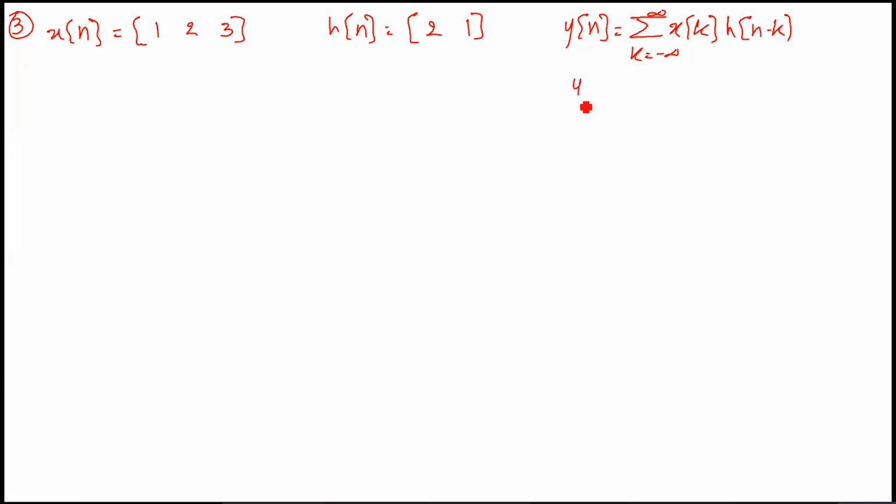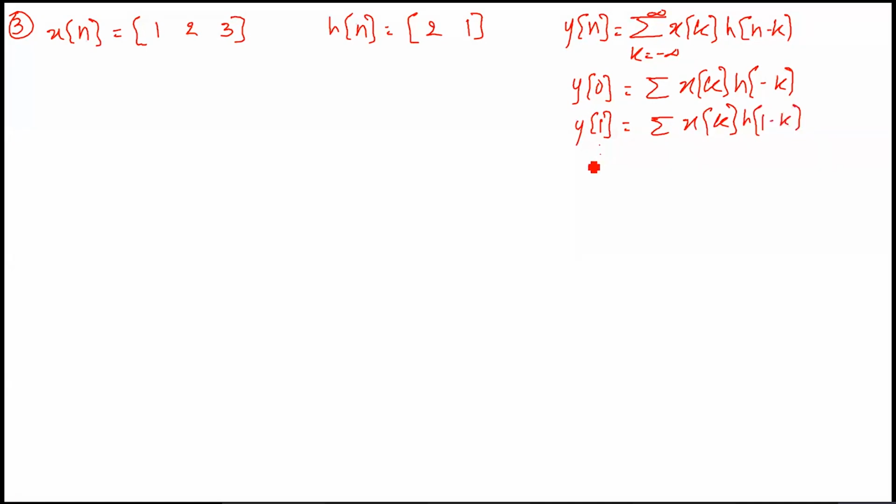Now if you want to compute y of 0, this will be summed for all x product with h of 0 minus k. Y of 1 would be this product sum for x of k h of 1 minus k. And maybe we can keep going on like this. So in general we end up getting y of n is basically the sum of x of k with h of n minus k. Typically this is what we are doing. So individual terms we can find out the value doing this.